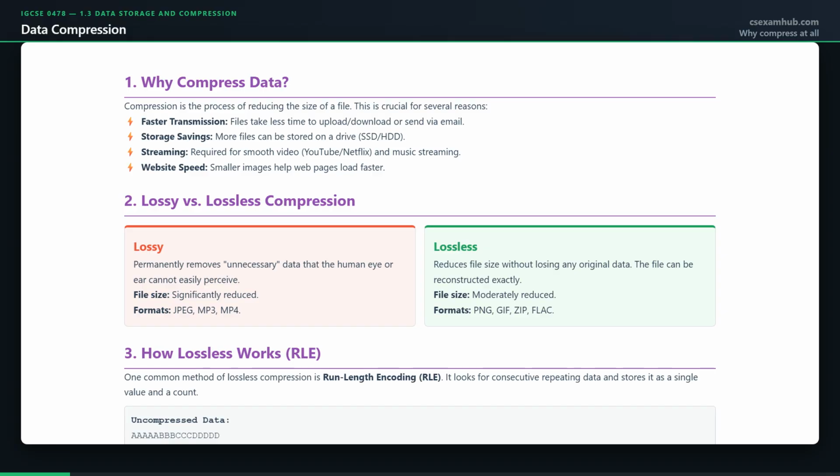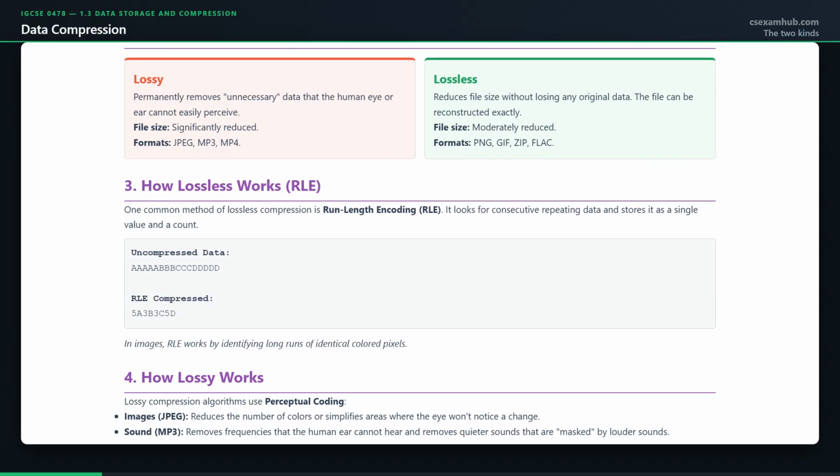The last lesson gave the motivation with real numbers. 30 megabytes for one uncompressed song against 3 or 4 for an MP3. Compression is the difference between a music library that fits on a phone and one that does not. There are 2 kinds and the difference is absolute.